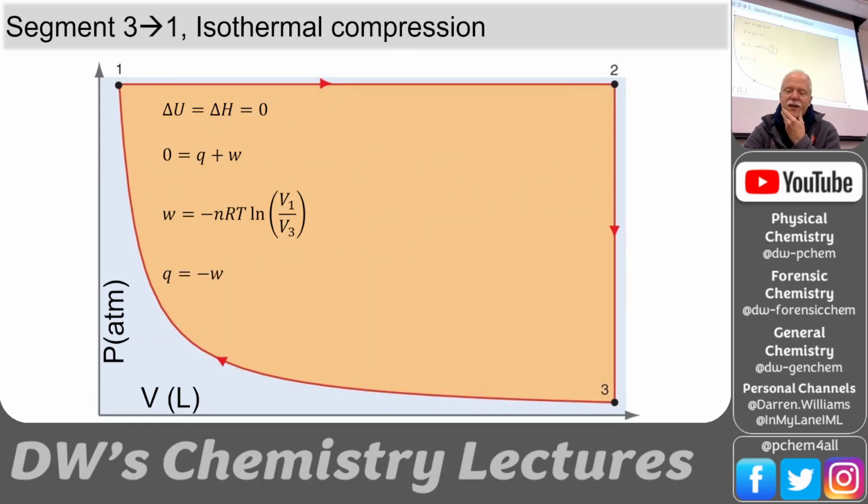And then the last leg, 3 to 1, 3 back to 1, we're resetting the system. And so we have isothermal compression. So isothermal, so delta T is 0. That means delta U and delta H are 0. If delta U is 0, then Q and W are equal in magnitude and opposite in sign. So I can't find Q until I find work. And so we know the work for isothermal compression.